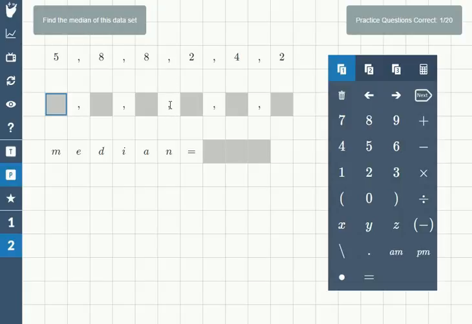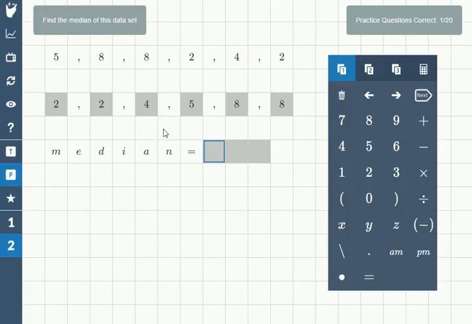But our first step is to put our numbers into our boxes in order from smallest to biggest. So the smallest number is 2, then another 2, then a 4, then a 5, and then 2 8s. So now we can see that our median number, if it existed, would fall between 4 and 5.